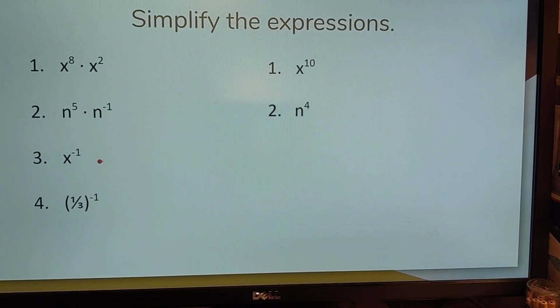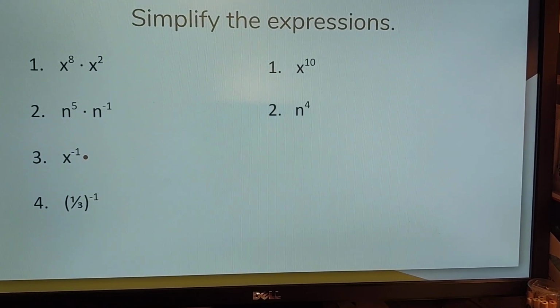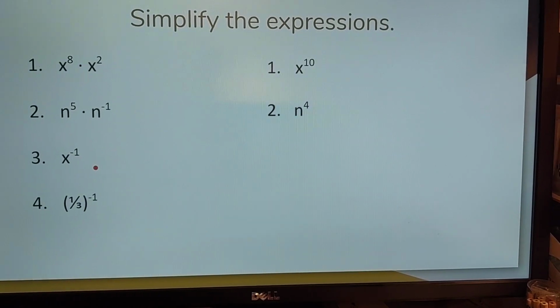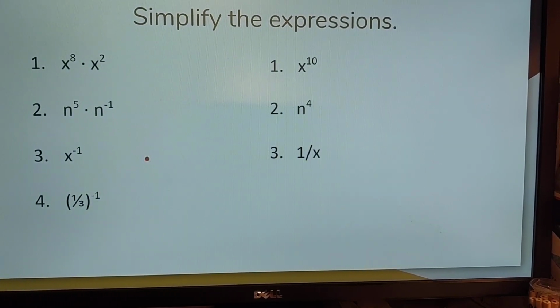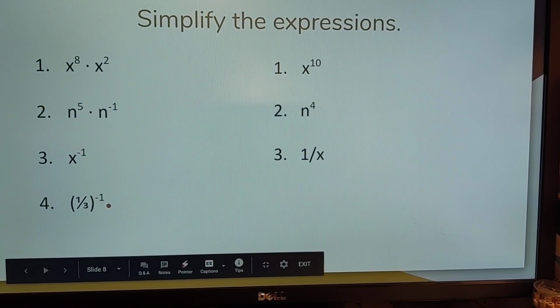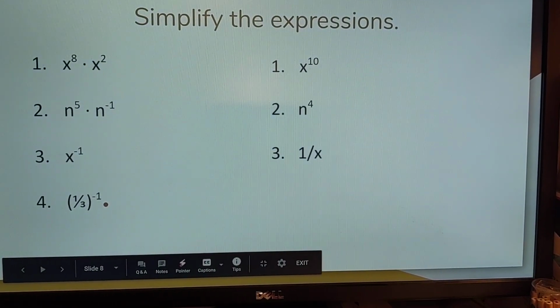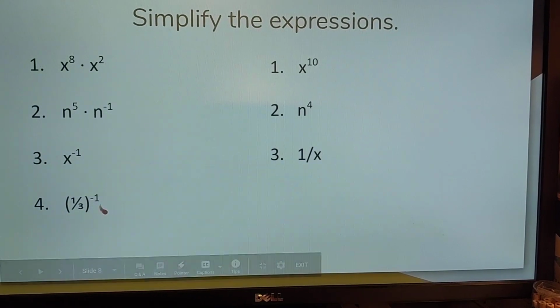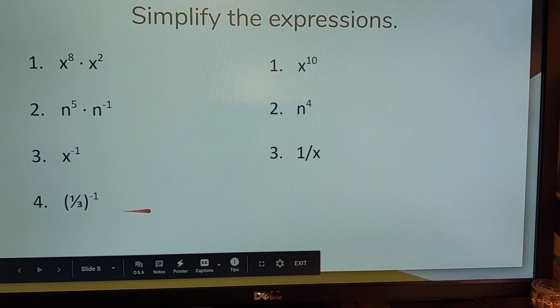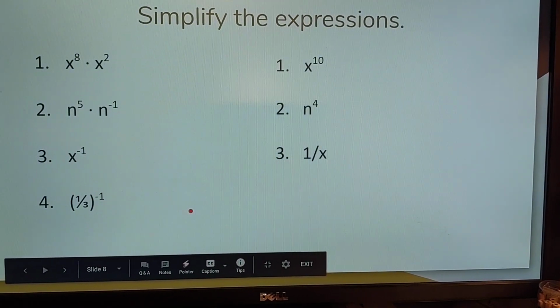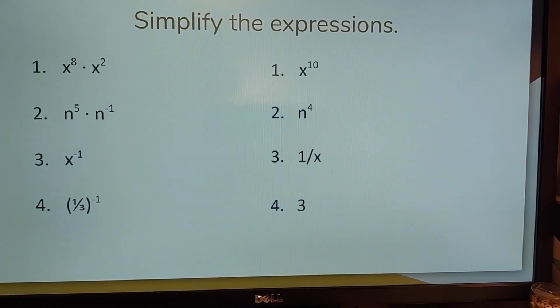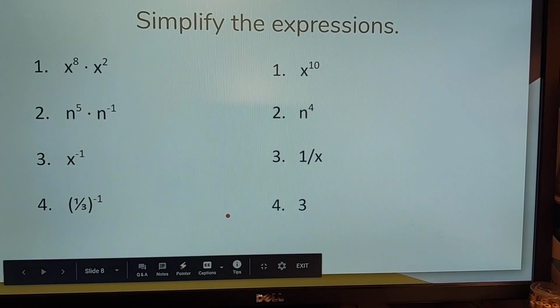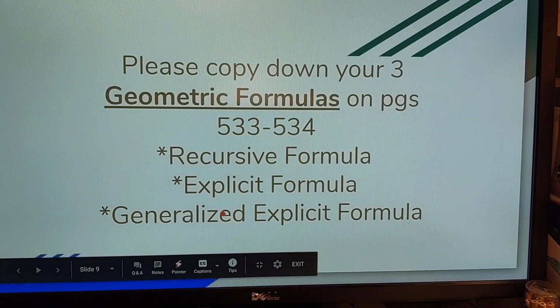All right, do we remember what to do with our negative exponent? This means if I'm in the numerator, I'm going to move this down to the denominator. So now I should have 1 over x for number 3. Very good. All right, number 4, negative exponent with a fraction. I'm just going to flip my entire fraction and then raise it to the positive power of 1, which means I have 3 over 1 to the 1st power, or just 3. Final answer. Again, any questions, please comment or Google Classroom message me.